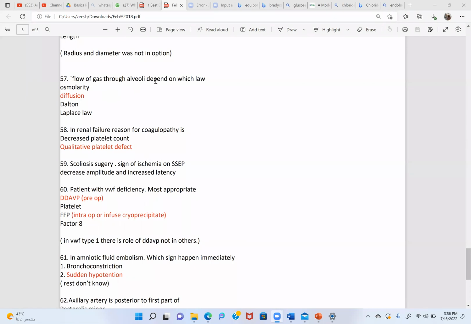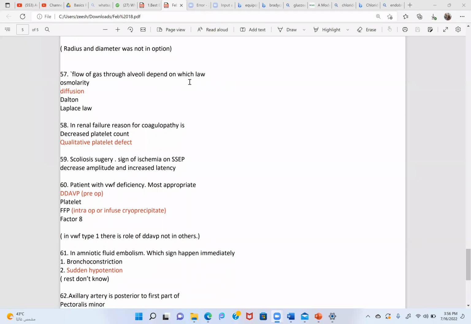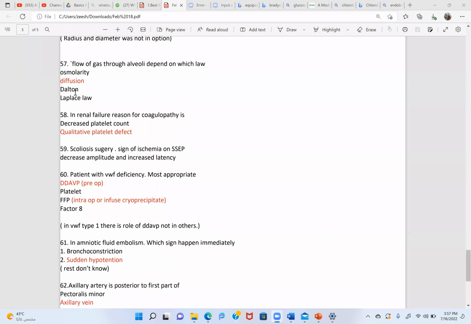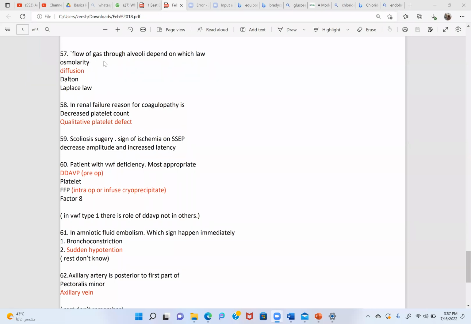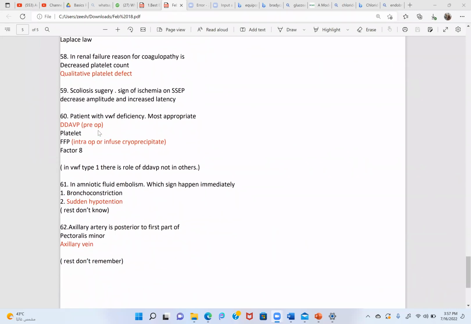Flow of gases through alveoli depends on which law? What is that law? Graham's law? Who will answer? Is it Graham's law of diffusion? From high concentration to low concentration? Yes, sir, it's Graham's law of diffusion. Sir, isn't it Fick's law? Fick's law is also there. Sir, usually in the alveoli, Laplace law is common, isn't it?